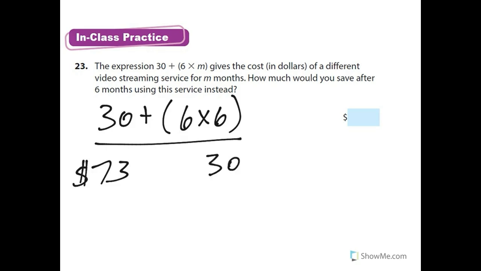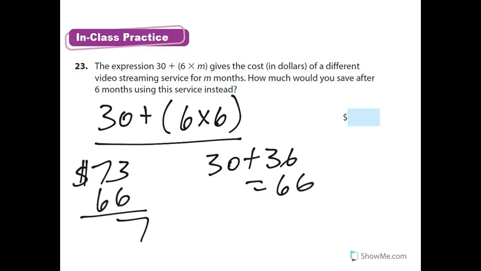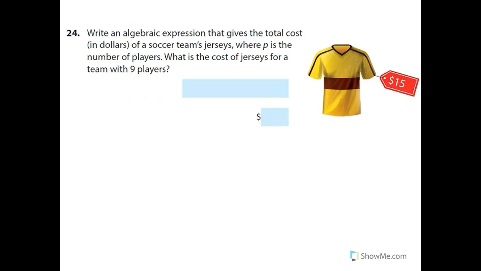Alright, so 30 plus 36 is 66. 73 minus 66 is $7. You would save $7 by using this service instead. Right? Hope you saw that. Hope you just didn't answer 66. You had to take that 66 and subtract it from the 73 to find out how much you would save. Alright. On this last one, I want you to read it and then solve it. Go ahead and do that and we'll go over it.